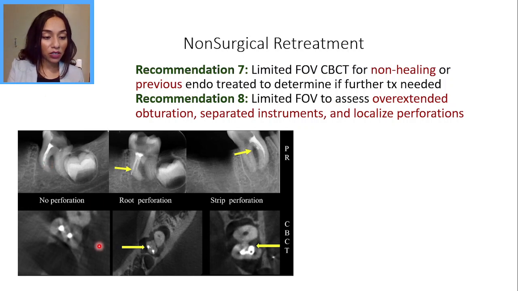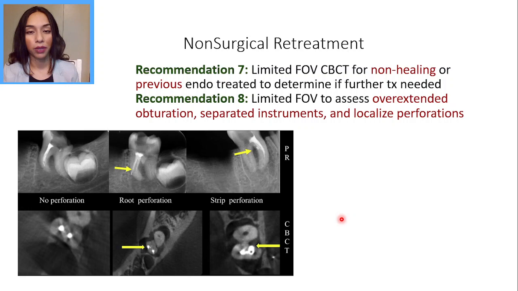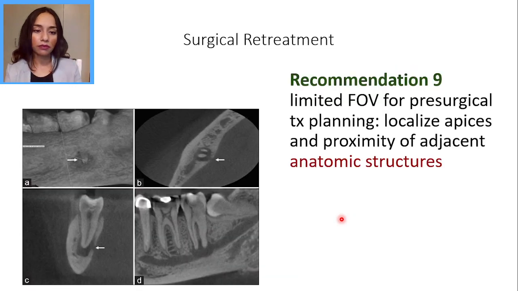So in this panel, we see that there's no evidence of perforation. However, here there was a root perforation, and we got more information about what's going on in three-dimensional space through a CBCT. And also in this image, what happened was there was a strip perforation, and again, CBCT gives us more information about the position of that, and hopefully helps us determine how we can bypass some of these complications.